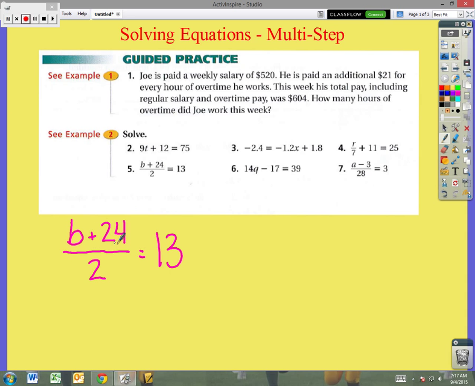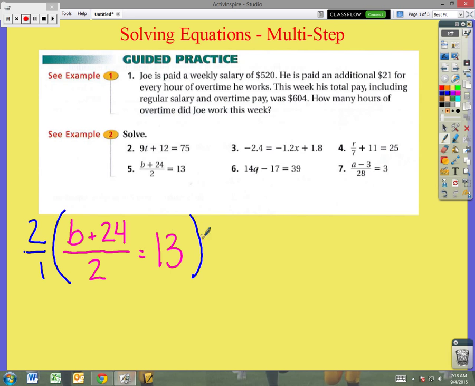I can't get rid of this plus 24. I need to simplify this top part of the division, or top part of the fraction, if I want to call it that. I can't simplify this until I get rid of this divide by 2. So the first thing I do is multiply the entire equation by the value of 2, because the opposite of dividing by 2 is to multiply by 2.